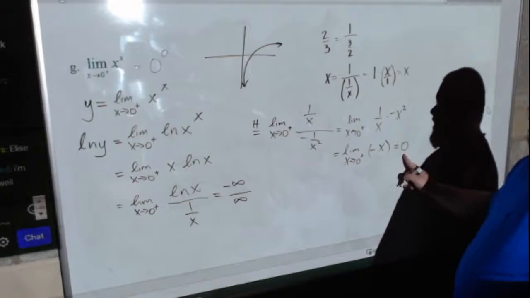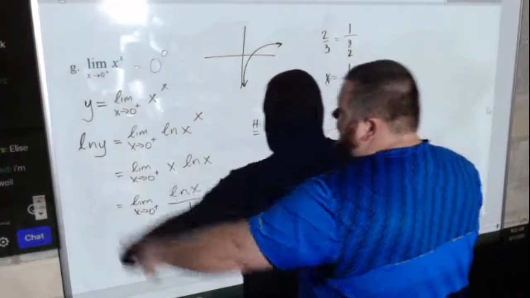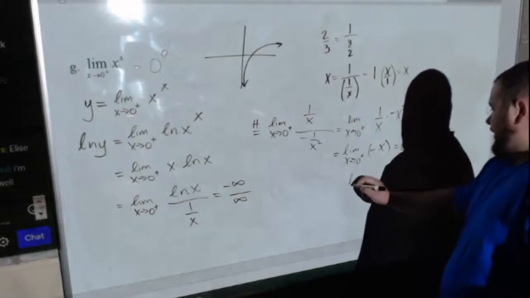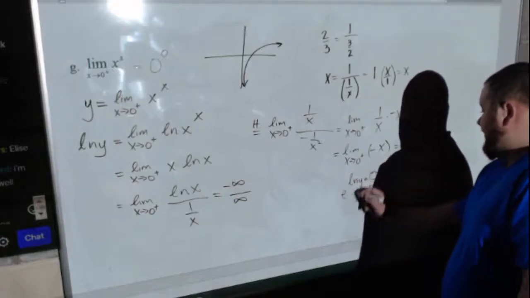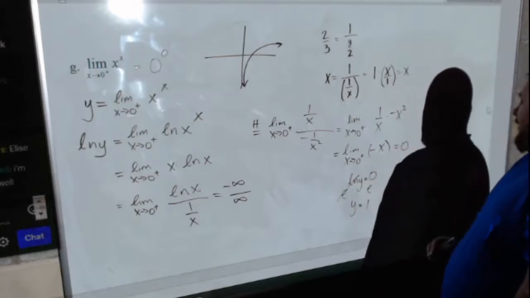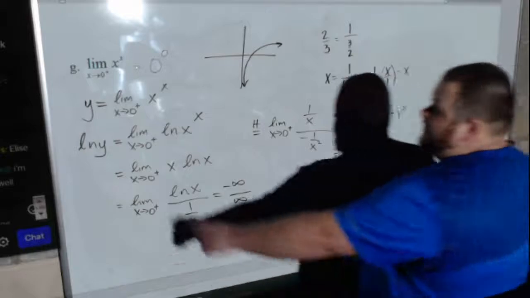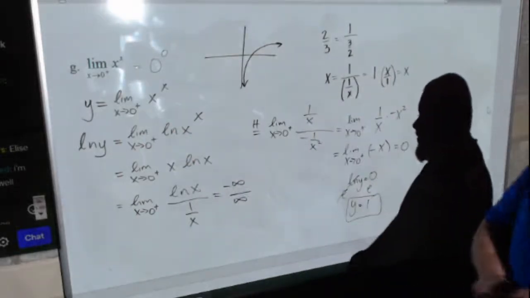But the last step is you have to remember that was equal to natural log of y. So natural log of y equals 0. Take e of both sides. y is 1. And y is the original statement. So that is your final answer.